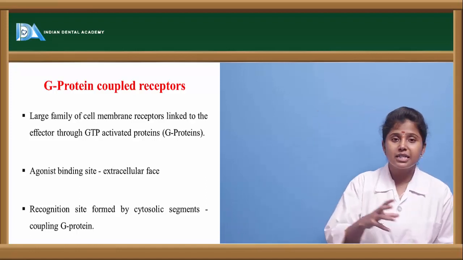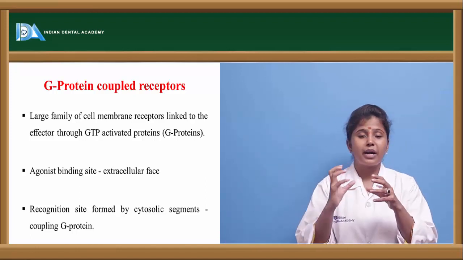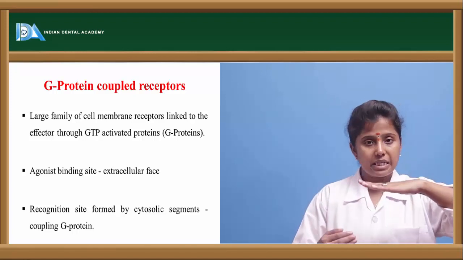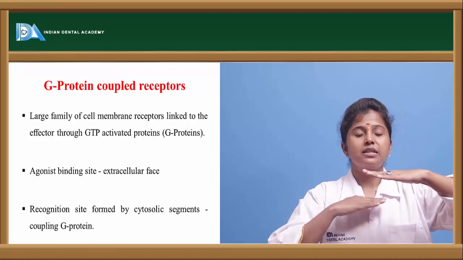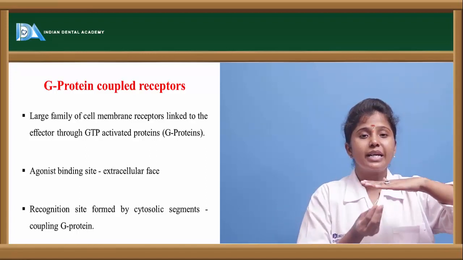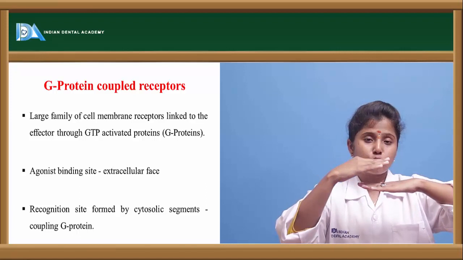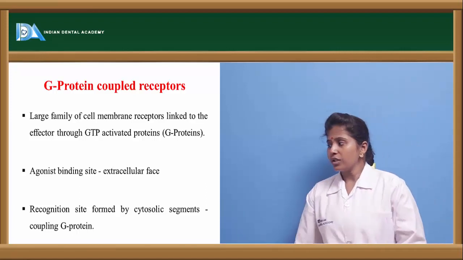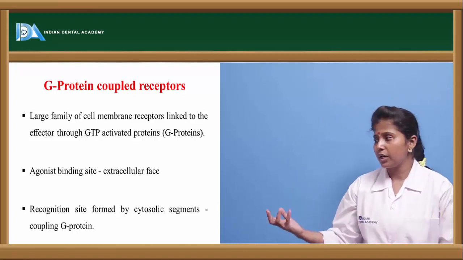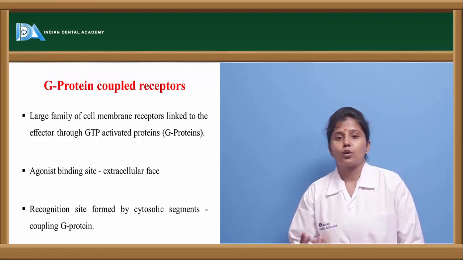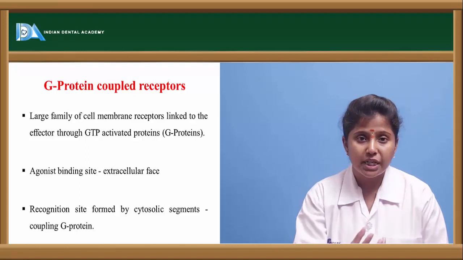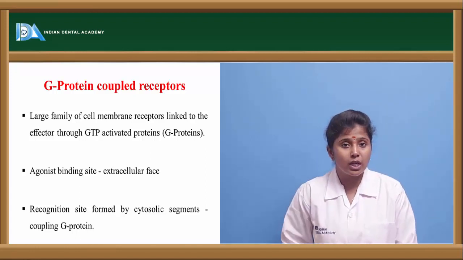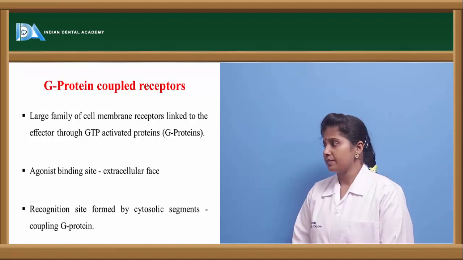So when the agonist binds, the agonist binding site will face the extracellular side. So this is the membrane, this is the extracellular space and the intracellular space. The agonist binding site is facing the extracellular space. So the agonist will come and bind here in this way, and the recognition site formed by the cytosolic segments will couple with the G protein. So the recognition sites for binding of the drug coordinate with the G protein in order to exert their mechanism.